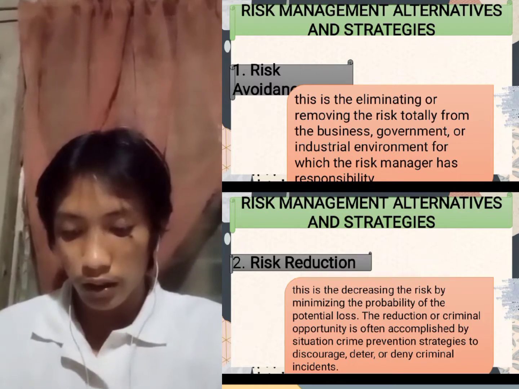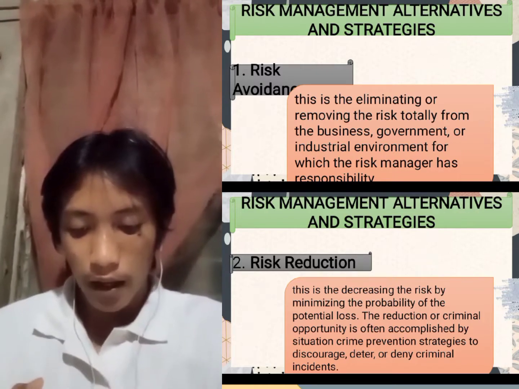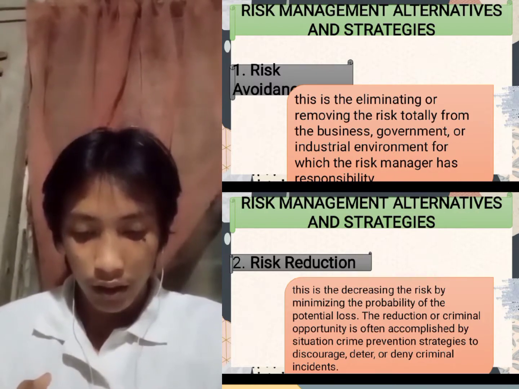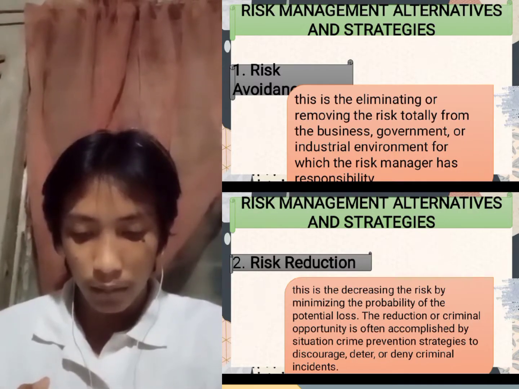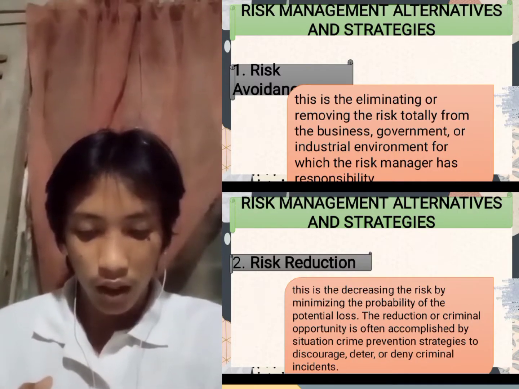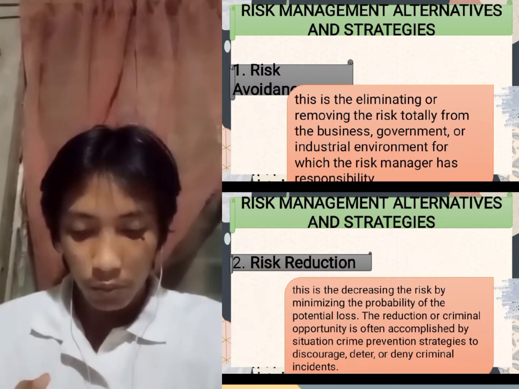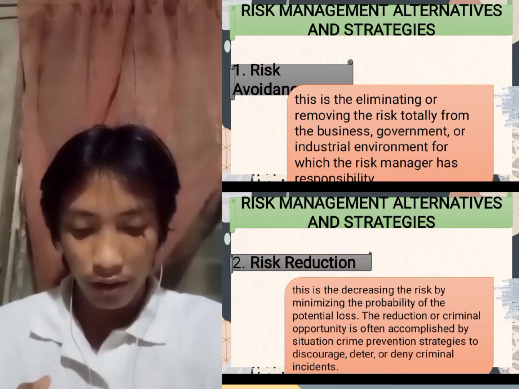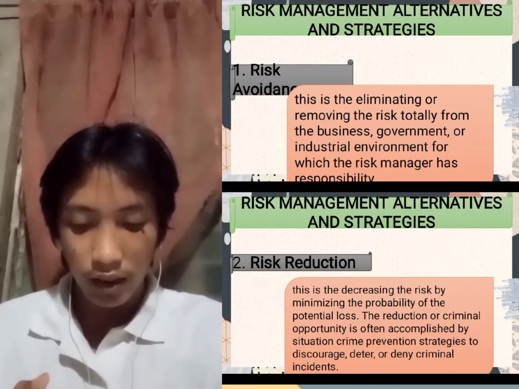Then number 2 is risk reduction. This is decreasing the risk by minimizing the probability of the potential loss. The reduction of criminal opportunity is often accomplished by situational crime prevention strategies to discourage, deter, or deny criminal incidents.